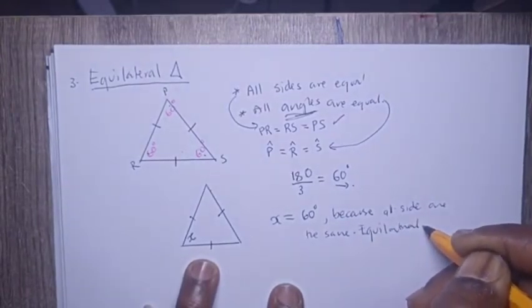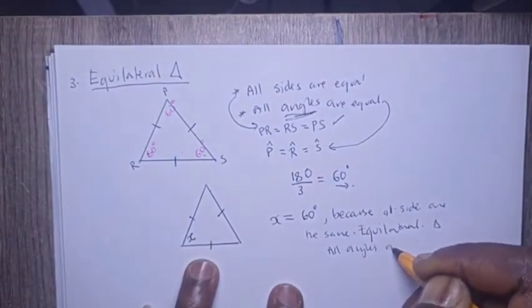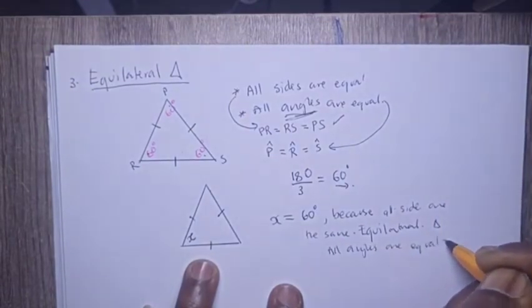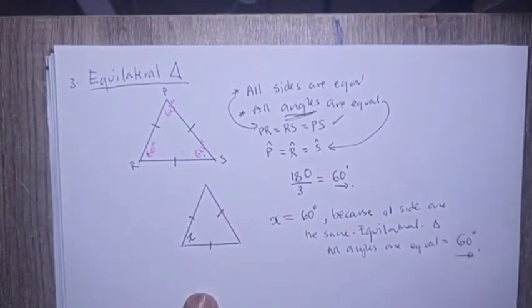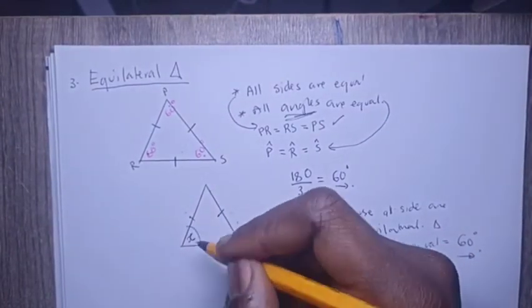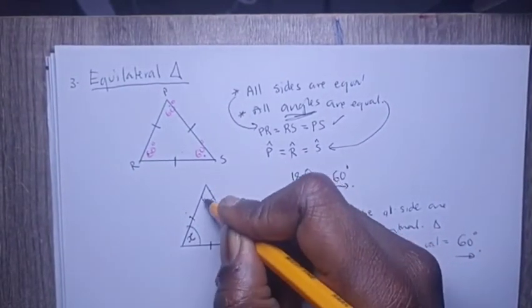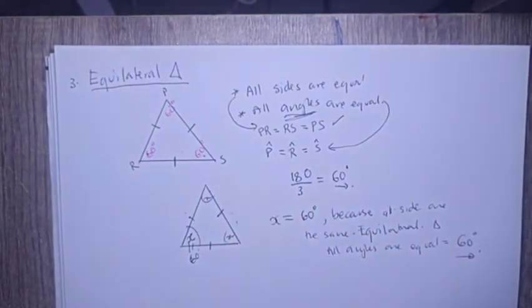And if it's an equilateral triangle, we know that all angles are equal, and they all equal how much? 60 degrees. That will be your reasoning. This tells us it's an equilateral triangle, and therefore all the angles are the same. So this is x, it's how much? 60. It does not change, it remains the same.